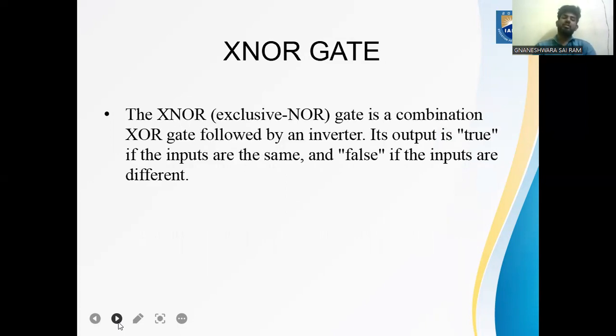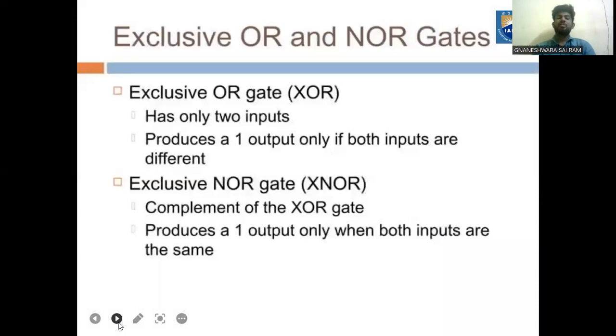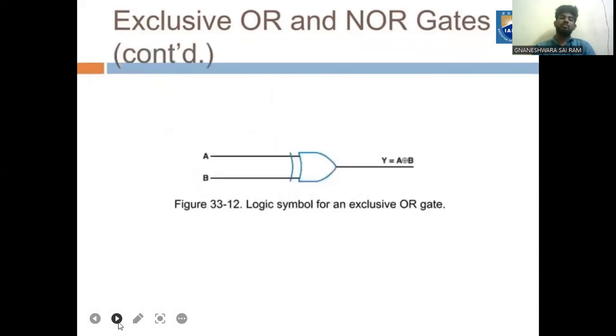XNOR gate. The XNOR gate, exclusive NOR gate, is a combination of XOR gate followed by an inverter. The output is true if the inputs are the same and false if inputs are different. Exclusive OR and NOR gates. Exclusive OR gate XOR has only two inputs. Produces a one output only if both inputs are different. Exclusive NOR gate XNOR, the complement of XOR, produces a one output only when both inputs are the same.